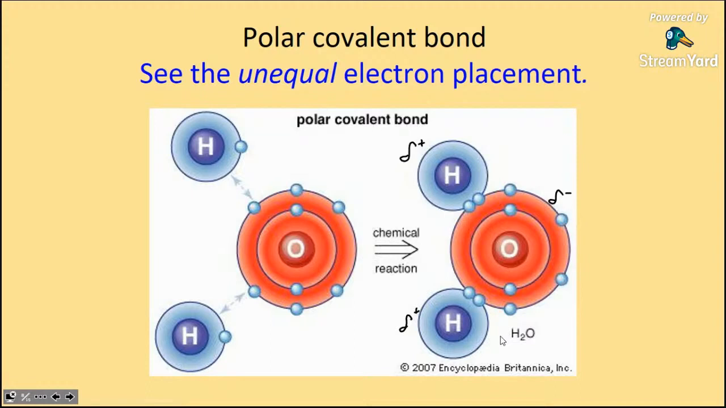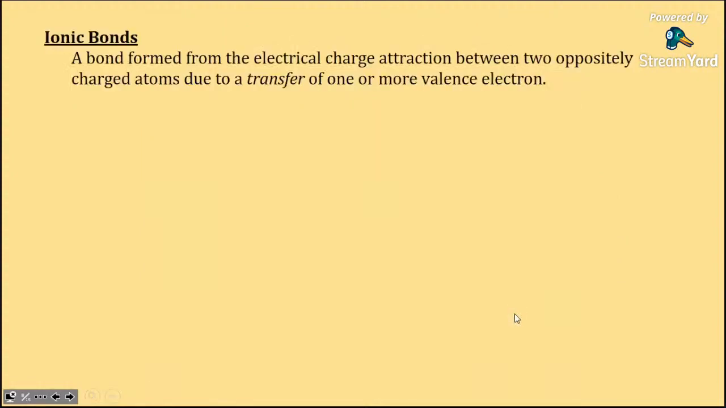Okay? Another way that you'll see this sometimes in the bonds is they will again draw in these arrows where the plus side is your positive pole, and then the head of the arrow, that is your negative pole. Okay? So that is a polar bond. So the next type of bond that we can have is your ionic. Again, an ionic bond forms from the electrical charge attraction between two oppositely charged atoms.